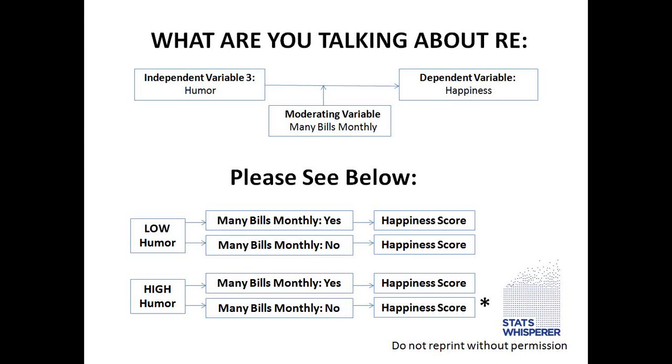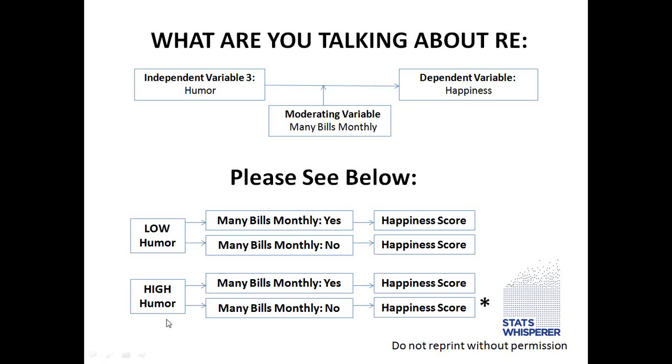So we're saying that if you took humor, see on the left here, and you made it low humor and high humor, right? So first you're separating that independent variable out, and then next you said, well, within low humor, you have people that have many bills monthly, yes, and people that don't have many bills monthly, no. And those two groups within low humor are going to have 2 happiness scores, right? All right, follow me so far.